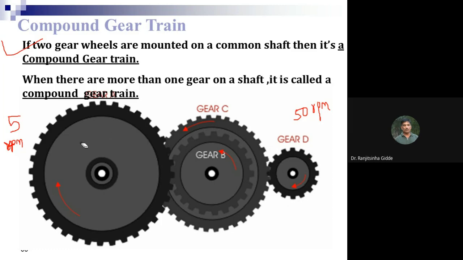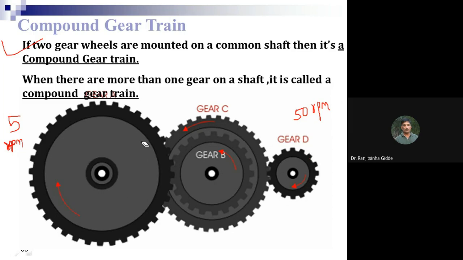So this is the condition wherein the speed of the input shaft is 5 rpm and we have increased it to 50 rpm. So compound gears are used to increase the speed. That means if the input shaft has a speed of 5 rpm and we want to take the speed up to 50 rpm, we are going to have compound gears, right? This one, the big wheel, is in mesh with the small wheel.